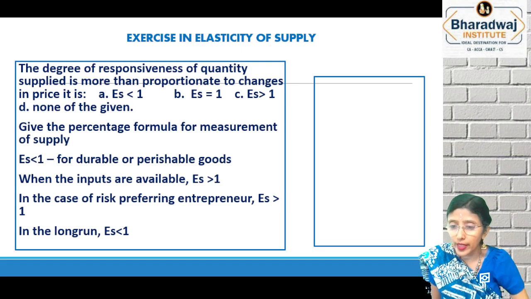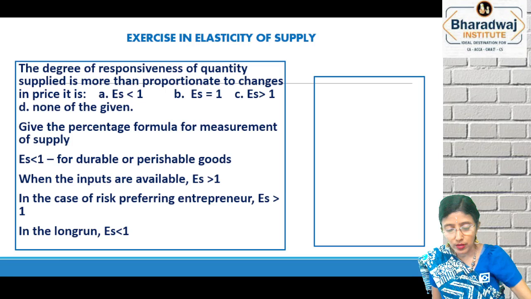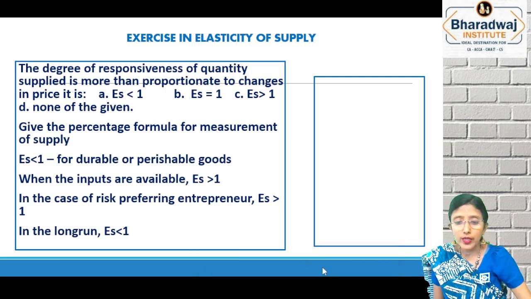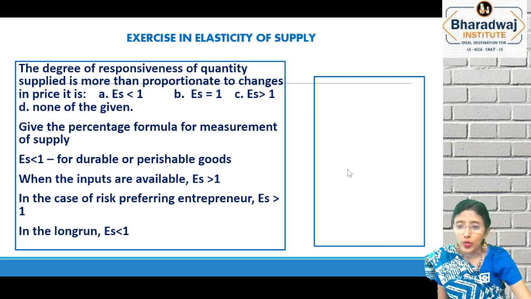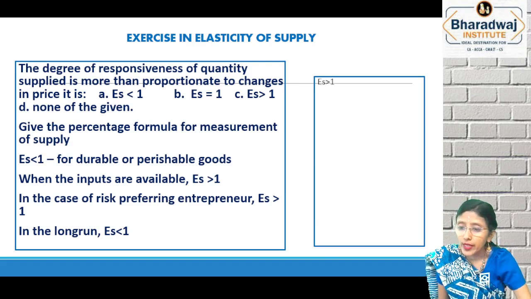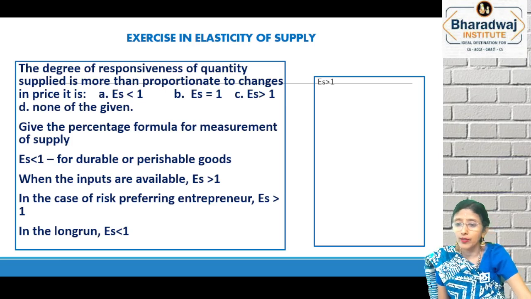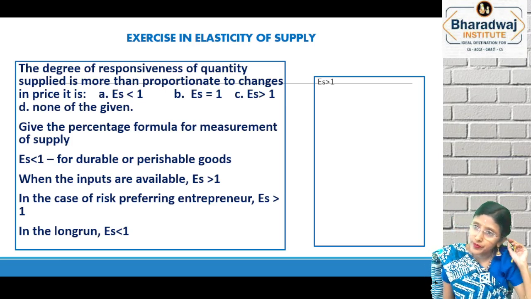The degree of responsiveness of quantity supplied is more than proportionate to changes in price. What is it? Greater than 1. Then give the percentage formula for measurement of supply. What is it?